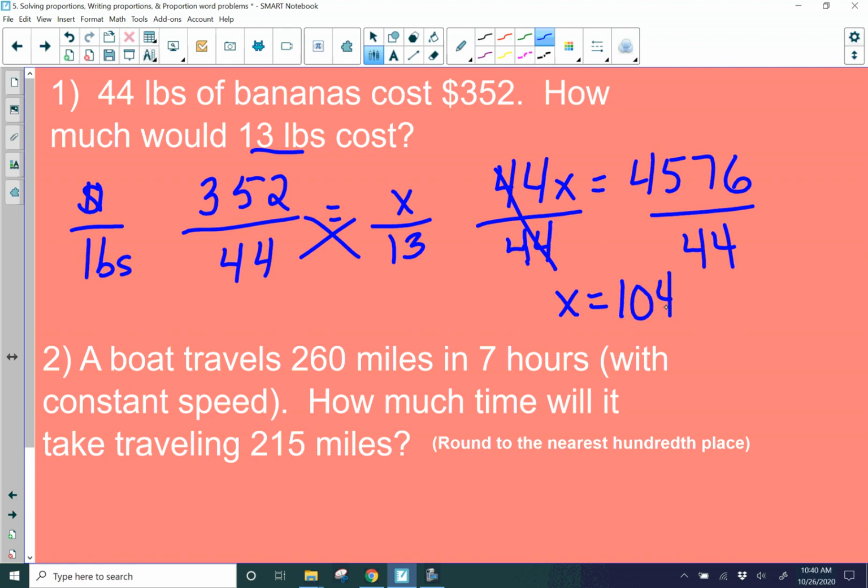And you should always label your answers. We are trying to find how much money. Notice your variables up top with the dollar sign, so there should be a dollar sign in front of my answer. So it costs $104 for 13 pounds.